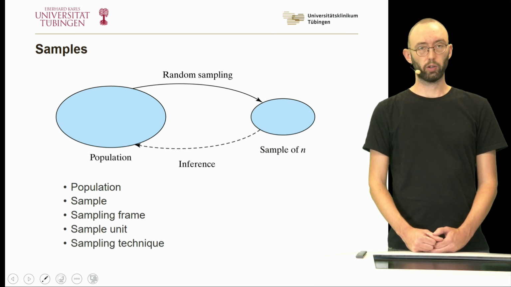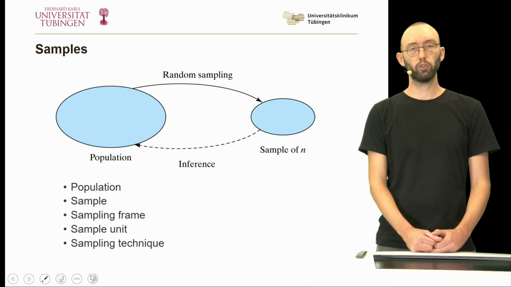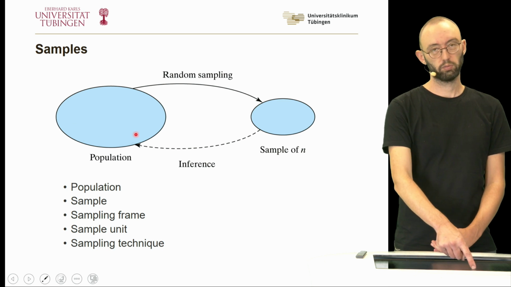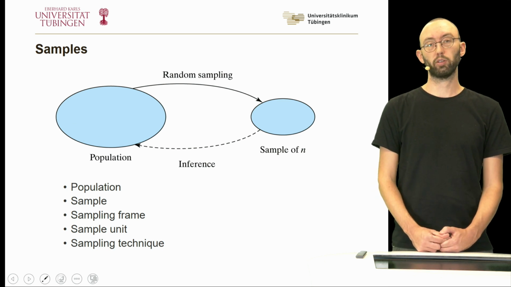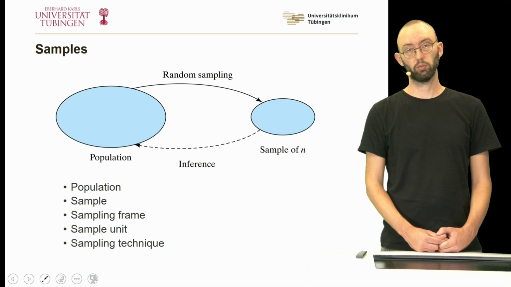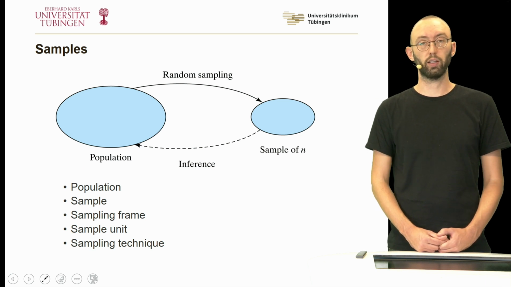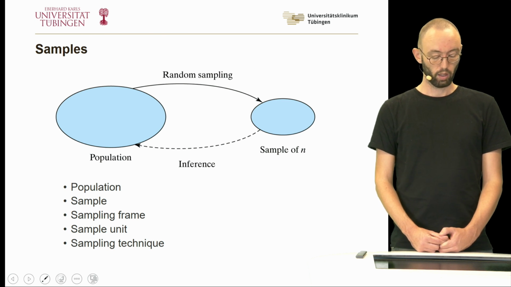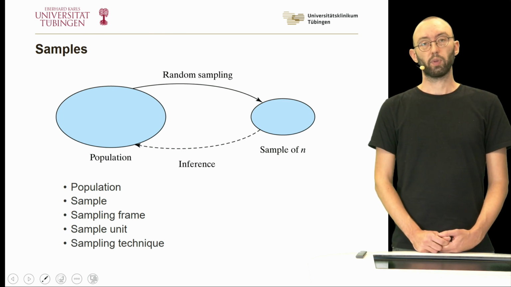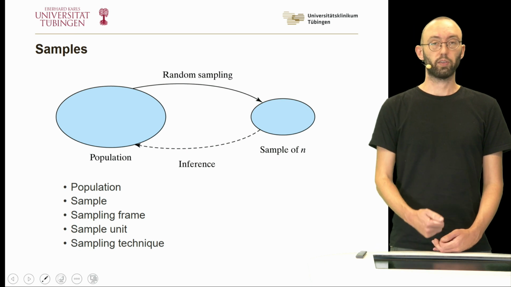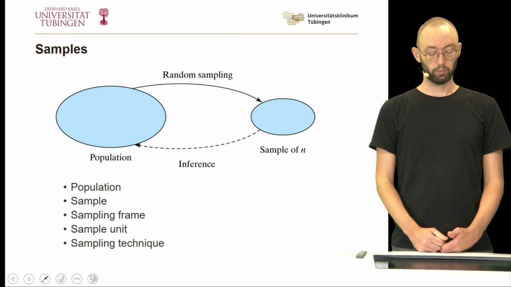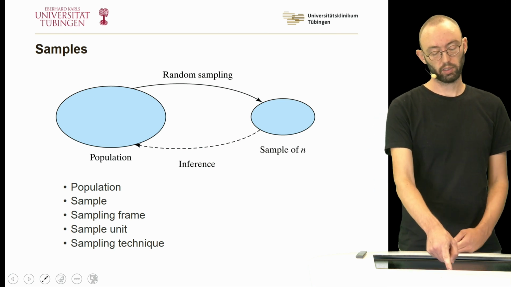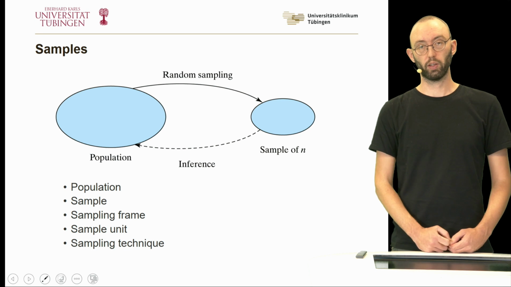For that, we have to know about our sampling frame, and the sampling frame is a list of all the people in the population. In many cases, of course, the sampling frame will not be at our disposal completely, because we won't have a list with all the names that are there in Europe. The sample unit is one single entity. So in our example, it would be one European woman. And the sampling technique is the way that we actually draw this random sample.